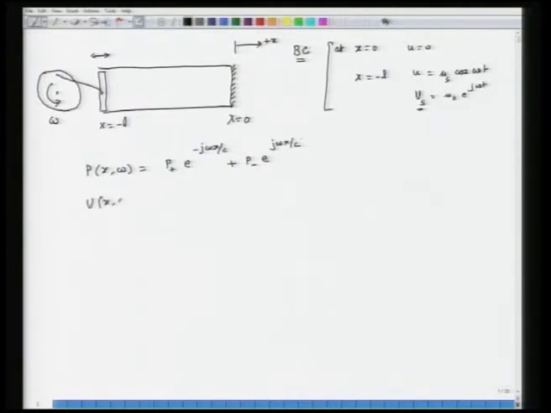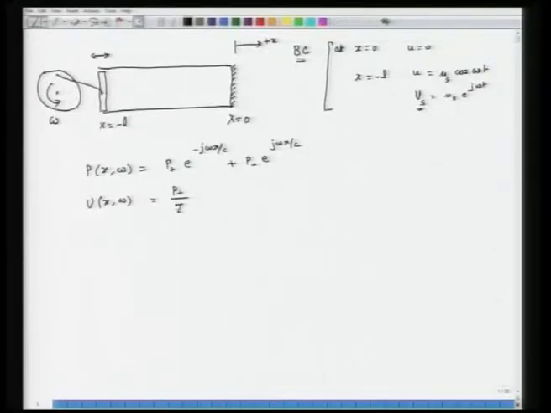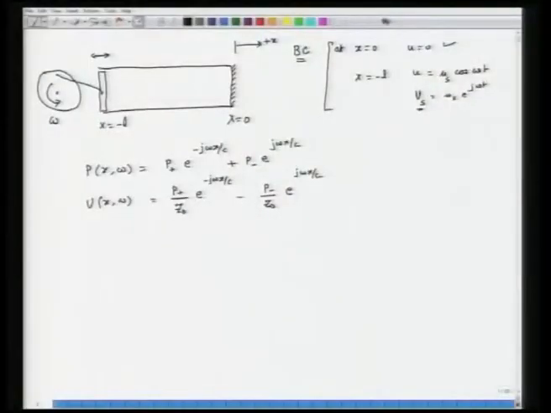Similarly, velocity, which depends on x and omega, equals P plus over the characteristic impedance Z naught times e to the minus j omega x over c, minus P minus over Z naught, excuse me, there should be a negative sign here, e to the j omega x over c. Now, once we impose the boundary condition that at x equals 0, u is 0, we get P plus over Z naught minus P minus over Z naught equals 0, which gives me P plus equals P minus.